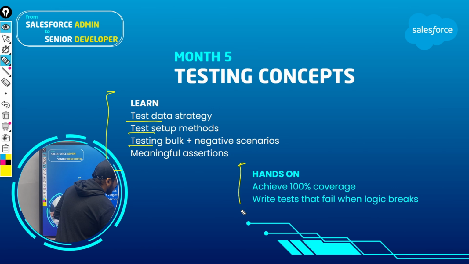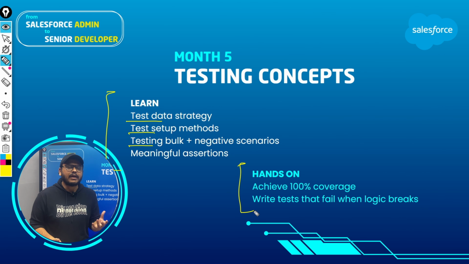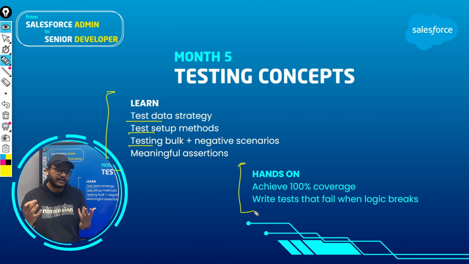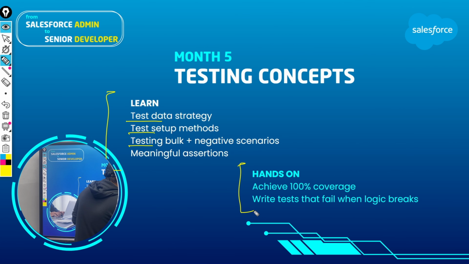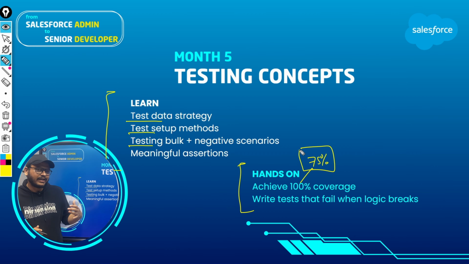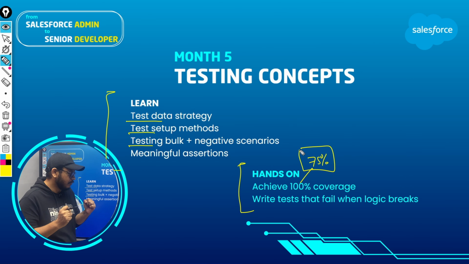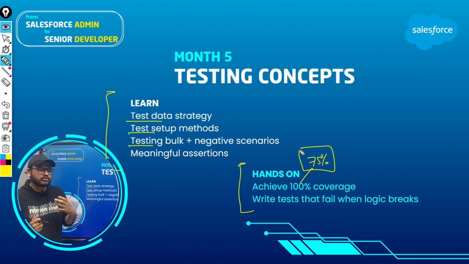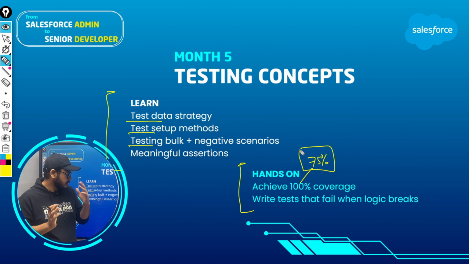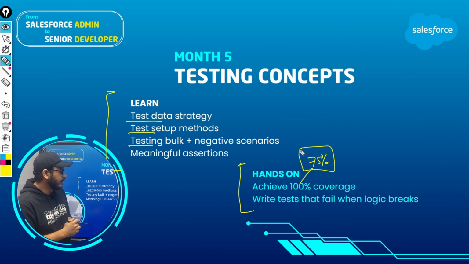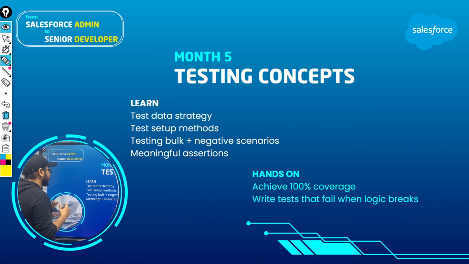As part of hands-on, you can pick some test code and then try to achieve 100% coverage in that. So let's say you already have some code. Usually 75% is required to be deployed to production. However, as part of your hands-on, you should try to achieve 100% test code coverage, because I want you to spend time to get yourself to a position where you are able to write test classes or test methods which give you 100% code coverage. Okay, and try to write tests that fail when logic breaks, etc. That will help you understand these testing concepts pretty well, right?